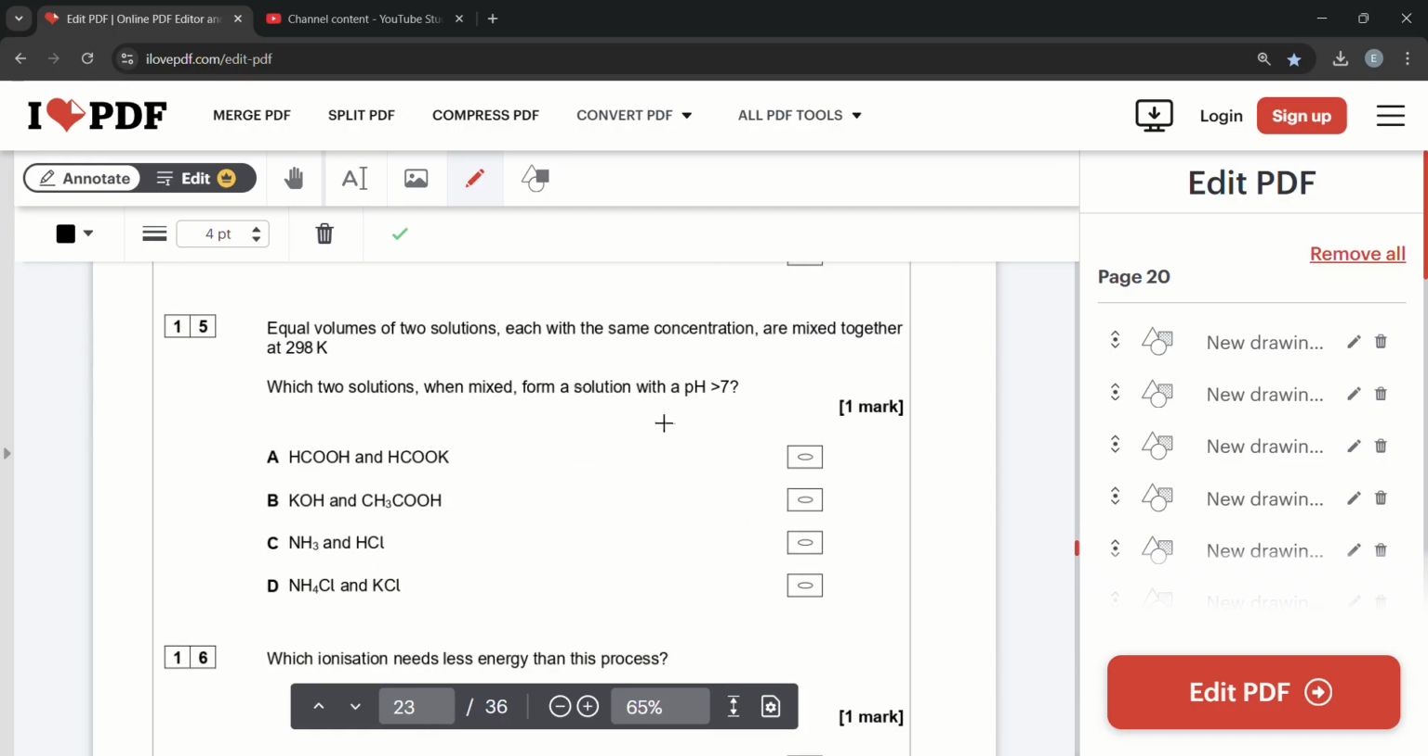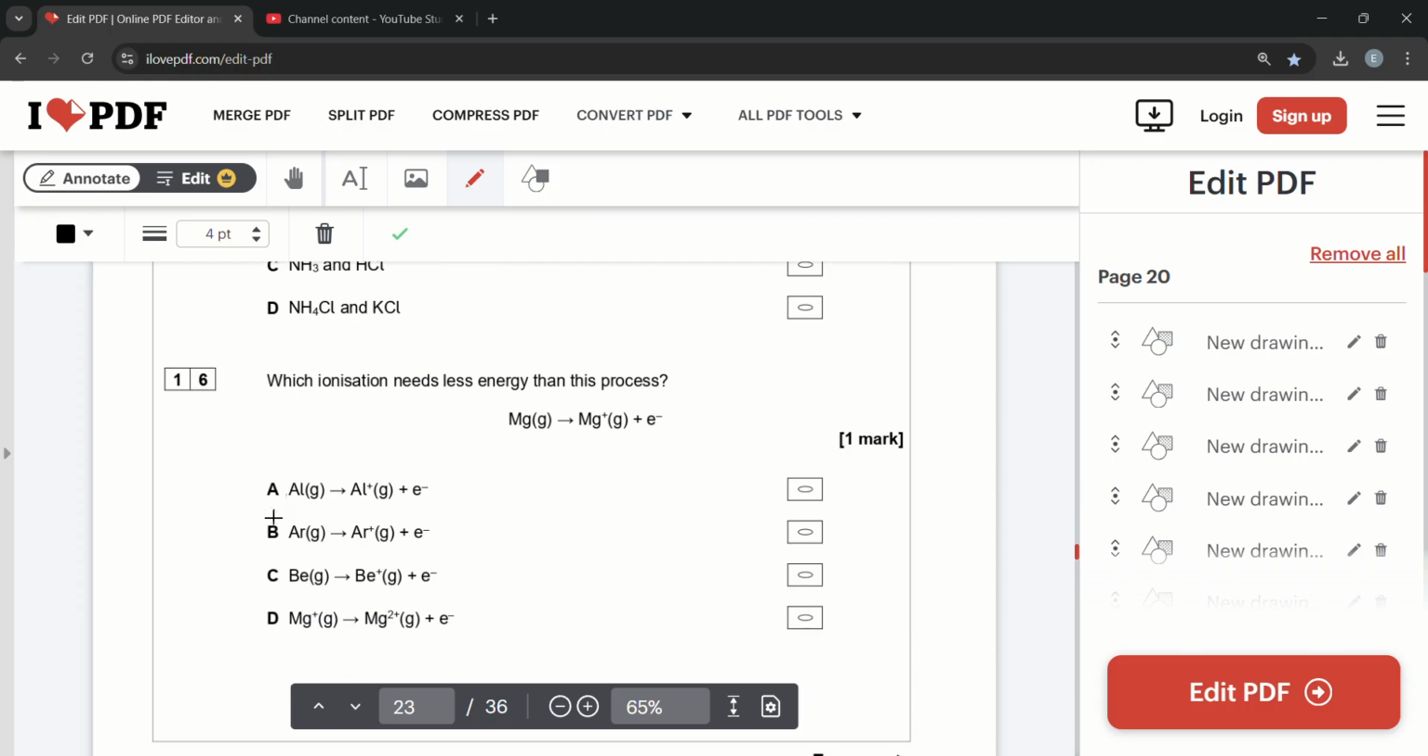Which two solutions would mix to form a solution with pH greater than 7? We've got HCOOH and HCOOK. Weak acid and salt. No, it's going to form a pH definitely less than 7. Potassium hydroxide and CH3COOH. Strong base and a weak acid. Yes, because that's going to lead to a massive change. Therefore, the pH will be greater than 7.